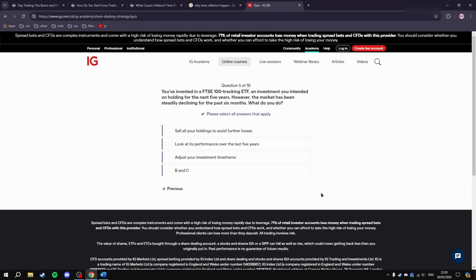You invested in a FTSE 100 tracked exchange traded fund, an investment you intended on holding for the next 5 years. However, the market has been steadily declining for the past 6 months. What do you do? Sell your holdings to avoid further losses. Look at its performance over the last 5 years. Adjust your investment time frame.